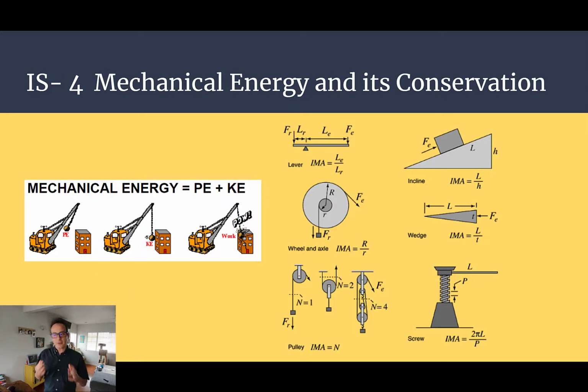And then instructional segment 4 looks at mechanical energy and its conservation. So the focus here is mechanical energy. This is also a bit of a deviation from the California framework. So that means kinetic energy, gravitational potential energy, and elastic or spring potential energy. Those are kind of the big focuses there. And then also the fact that work will change the energy of a system.